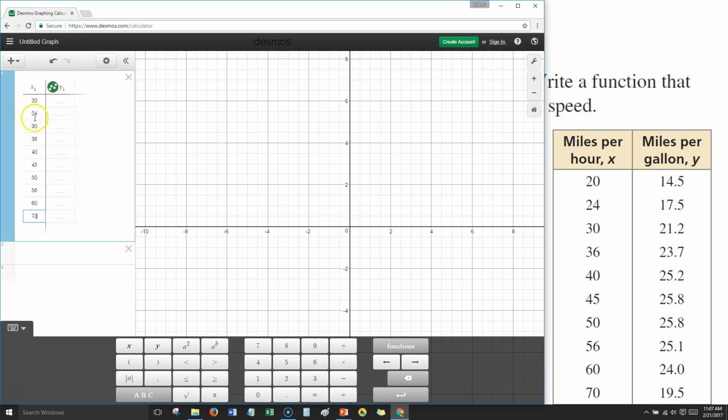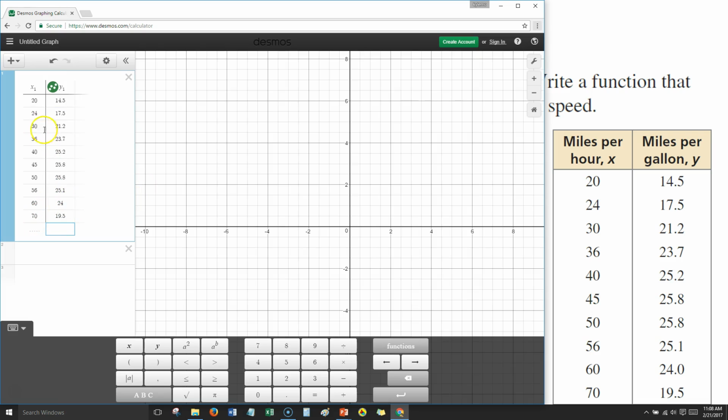Now you might notice that these are not constant intervals here. Here we went up 4, here we went up 6, up 4, up 5, up 5. So we couldn't use differences to determine if this was quadratic or not. So there's our x values. Let's enter in our y values. 14.5, 17.